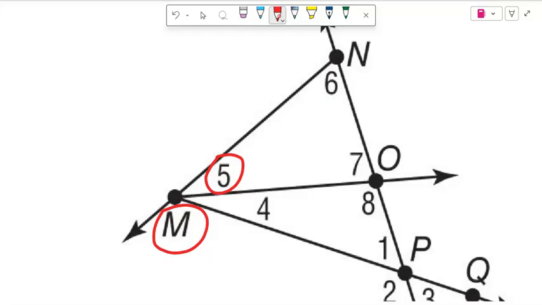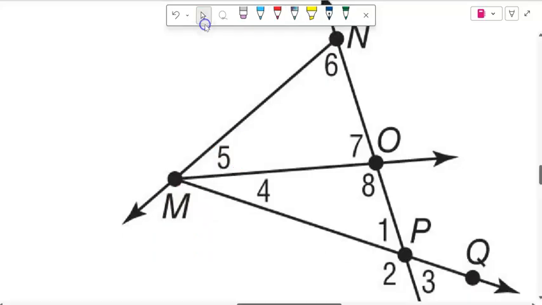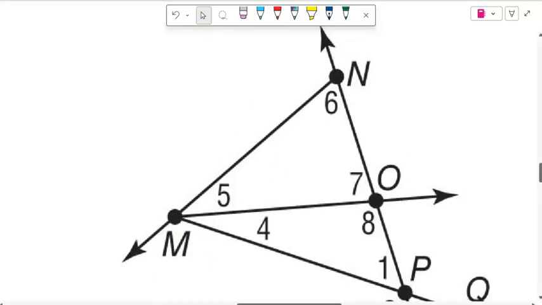Looks just like that. And again, when I say point M, what part of the angle is point M? The vertex. So it's the point of the angle. It's where the two rays meet.